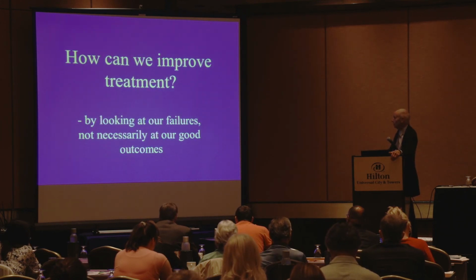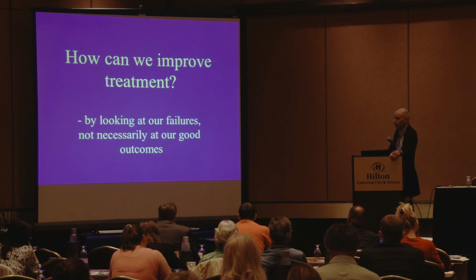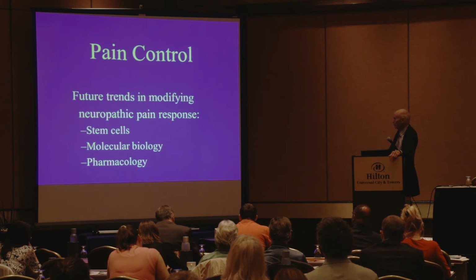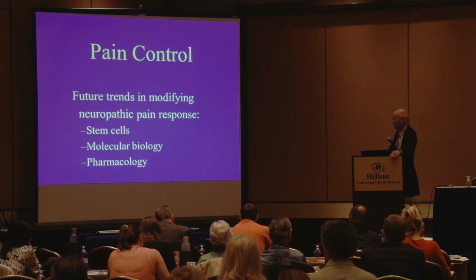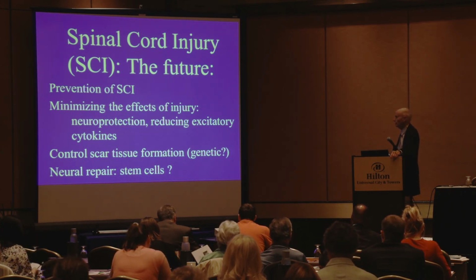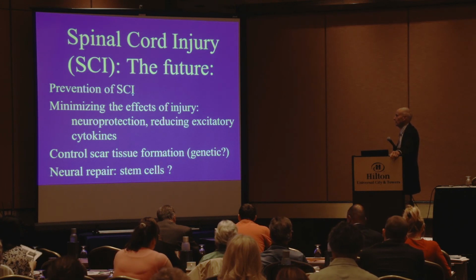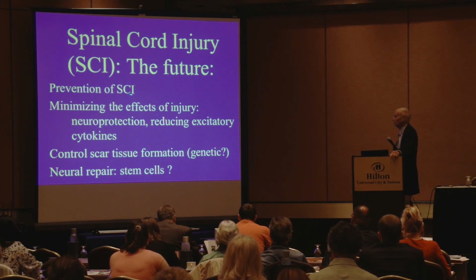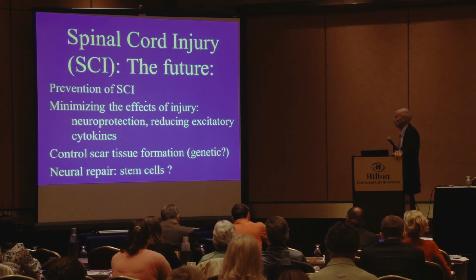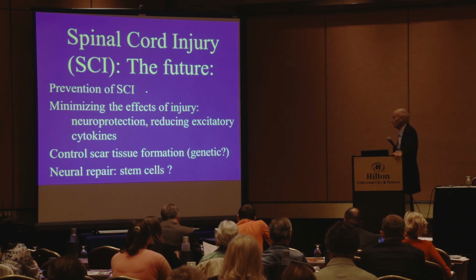How can we improve treatment? By looking at our failures and not necessarily at our good outcomes. Pain control, important aspect of this. The hope is that stem cells, maybe molecular biology, as well as pharmacology, will help in this area. In the future, very important, I think, for us as an organization to support attempts to reduce the incidence of spinal cord injury, whether that be by drunken driving or anything else that may lead to unnecessary injuries to the spinal cord.